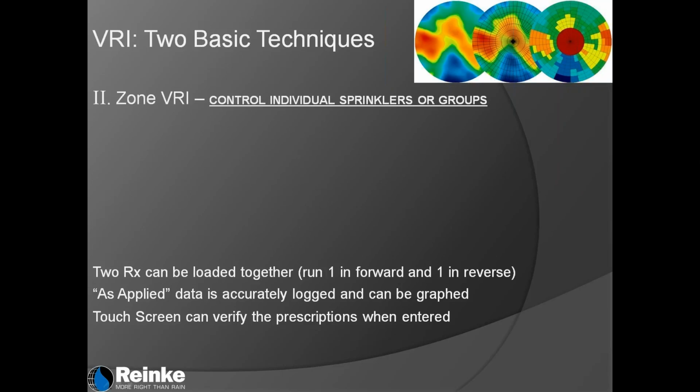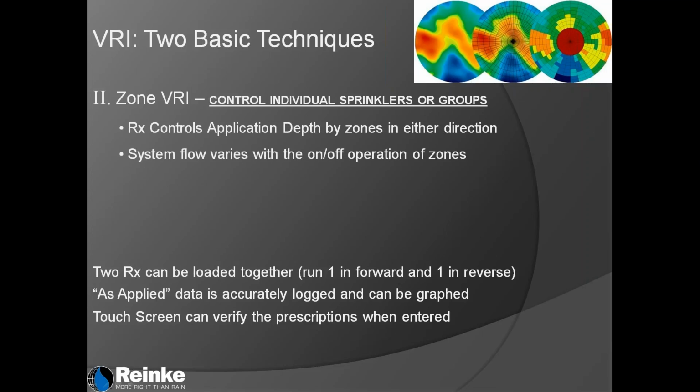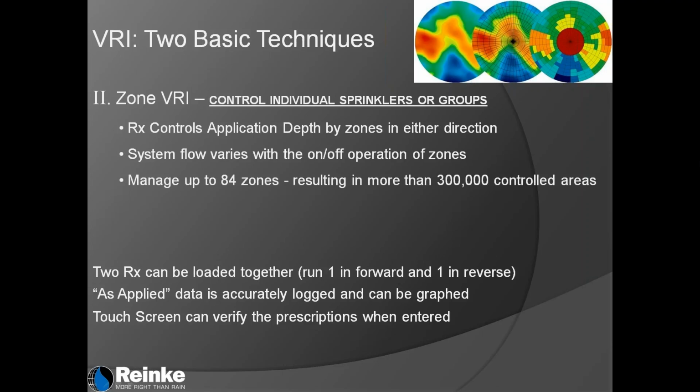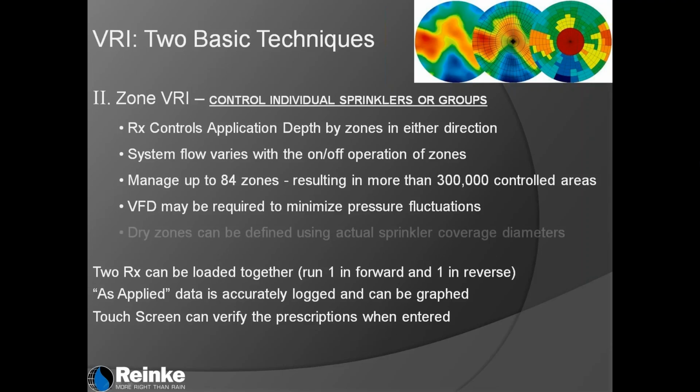As far as zone VRI is concerned, years ago with the first introduction of VRI, we had the capability of controlling up to 36 zones. And now today we can control up to 84 zones. And you combine that with the numerous sectors that you can put in there, you can create more than 300 controlled areas, which is helpful when you get into some of those longer machines.